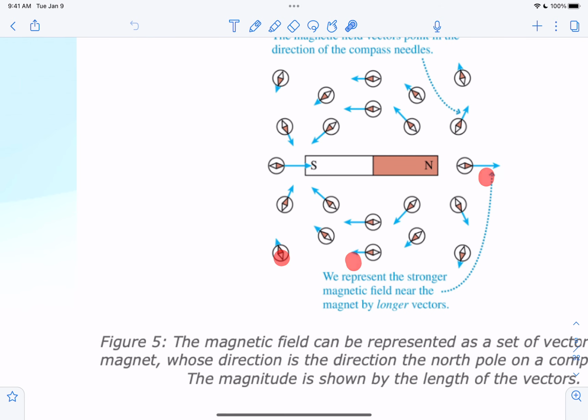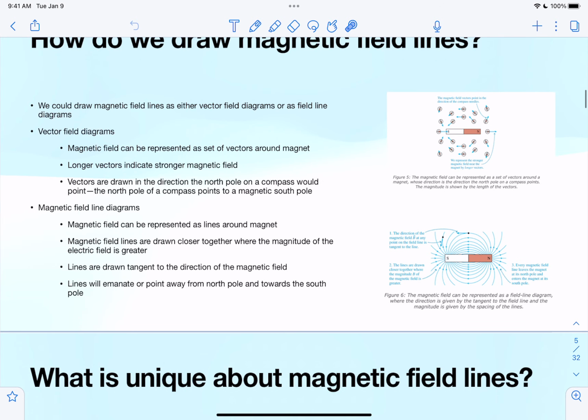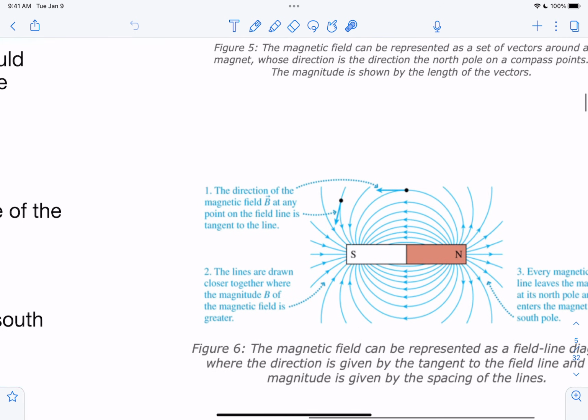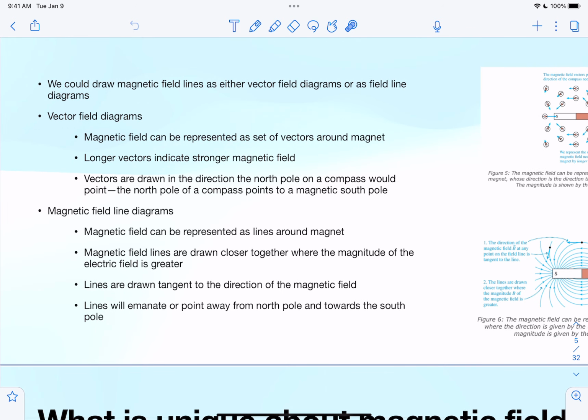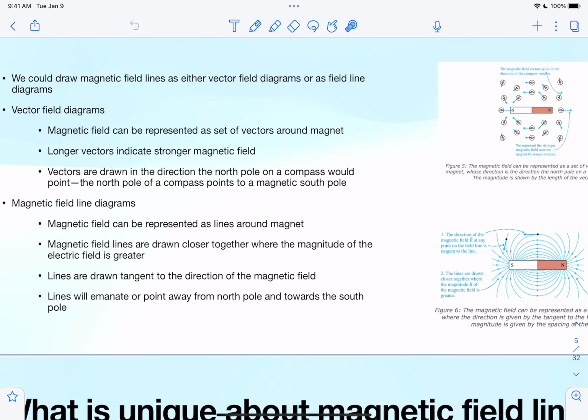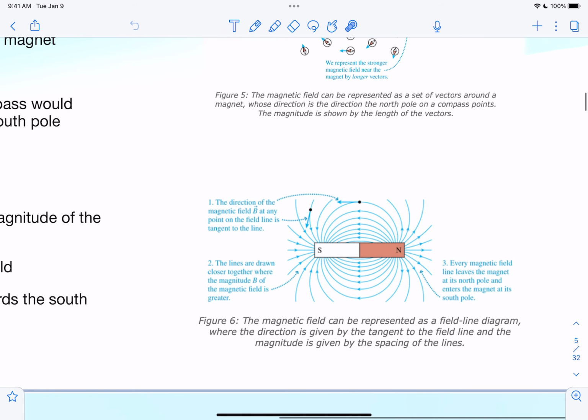We also have magnetic field line diagrams, like I said. These can be represented as lines around a magnet. This is more common. It's similar to what you saw with the electric field chapter as well. Like electric field lines, when magnetic field lines are drawn closer together, that's an indication that the magnitude of the magnetic field is greater.